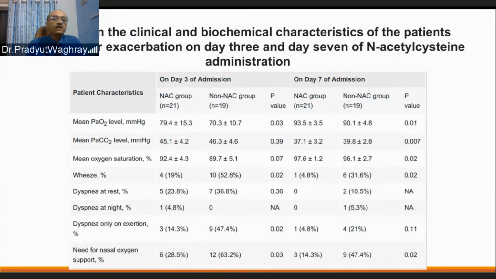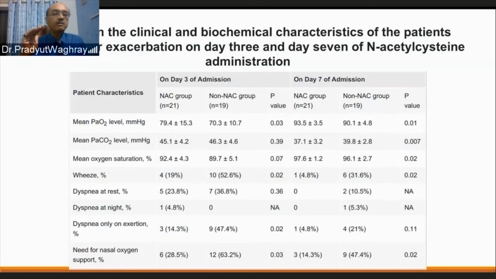And if you see the various clinical and biochemical characteristics of these patients who were admitted for ACOPD, they were studied on day 3 and day 7 of starting the N-acetylcysteine. If you see on day 3 and also on day 7, the mean PaO2 level was increased, oxygen saturation increased, and PaCO2 level began to come down.